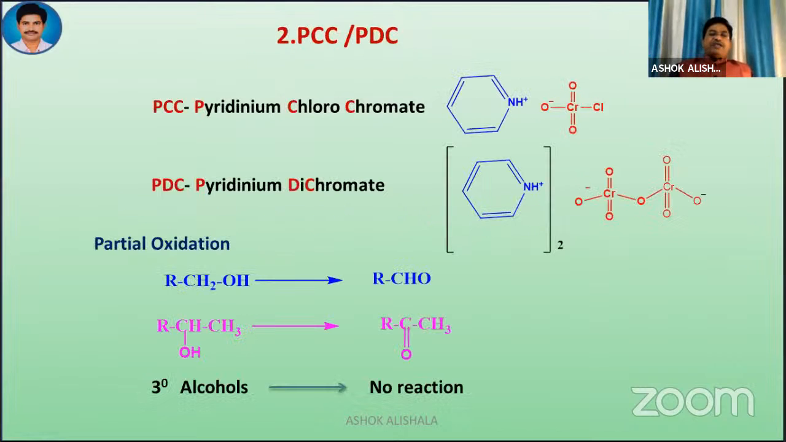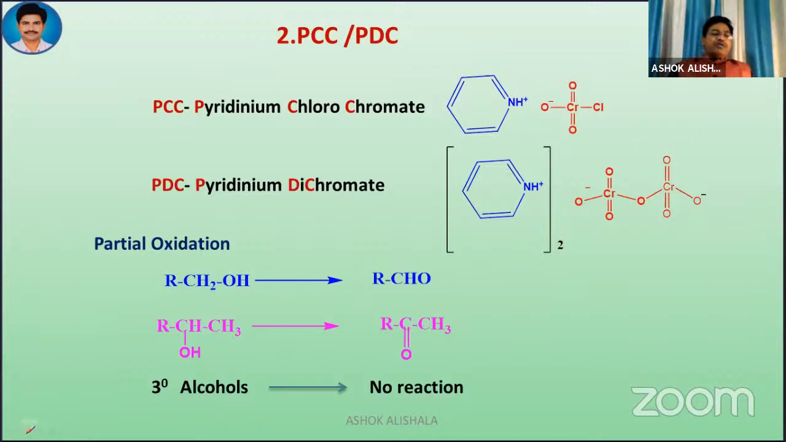See, another one is pyridinium chlorochromate. This is pyridinium chlorochromate. And here PDC means pyridinium dichromate. This is 2 molecules of pyridinium and it is a dichromate. The role of these is partial oxidation. Partial oxidation means alcohols are converted into aldehydes. Either PCC or PDC, when used, makes partial oxidation, and alcohols are converted into aldehydes.